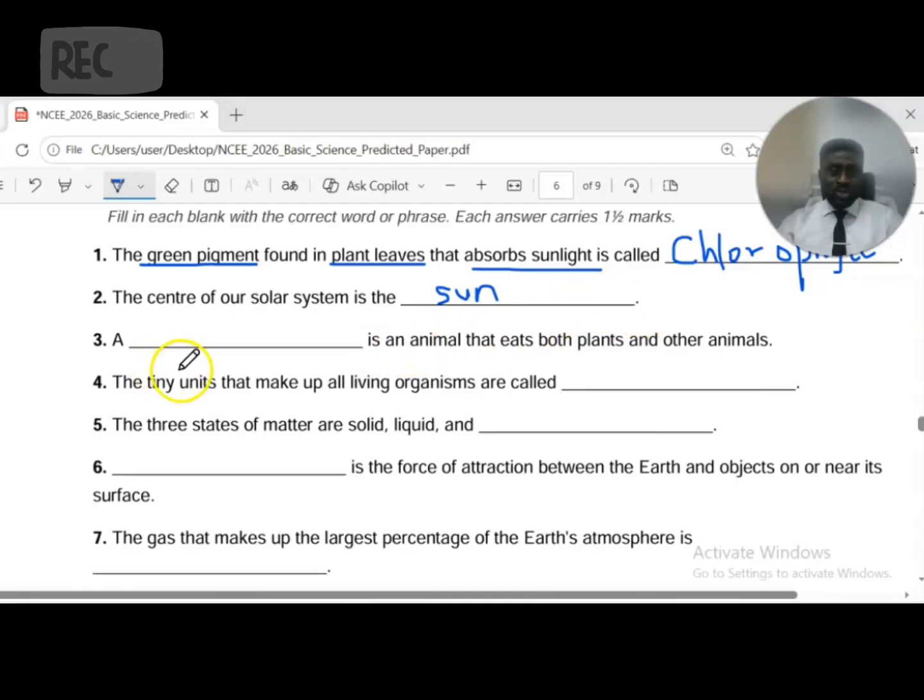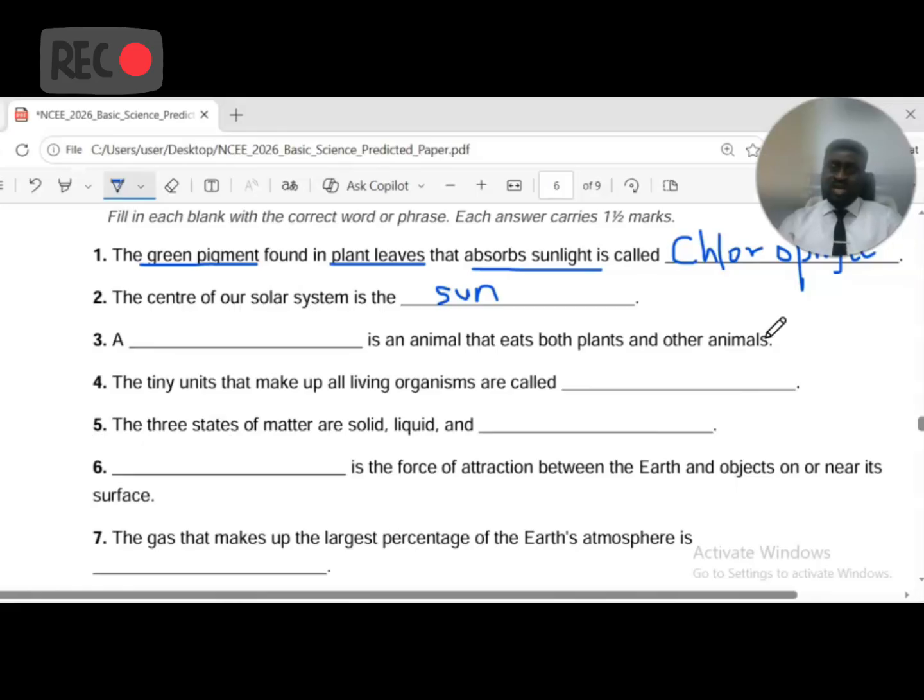Going to question 3. A dash is an animal that eats both plants and other animals. This has to do with the feeding relationships among animals and types of feeding. So we have three major types. We have herbivores or herbivorous animals that feed on herbs or plant materials only.